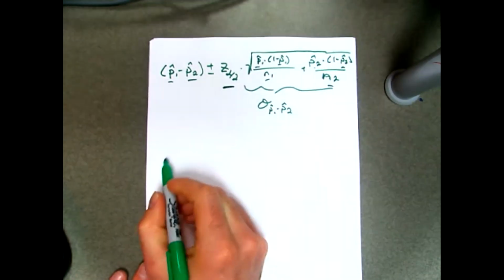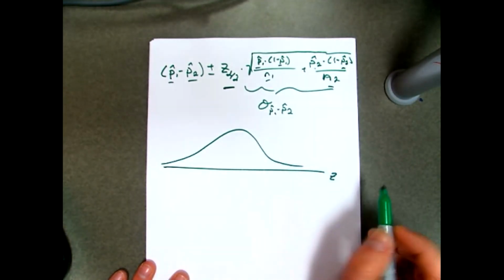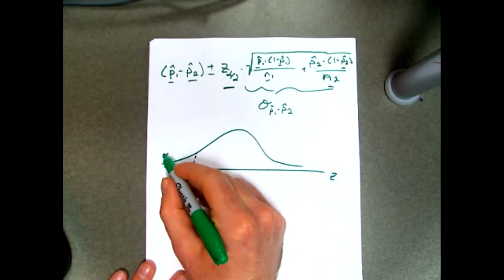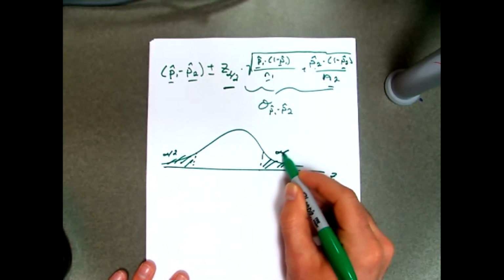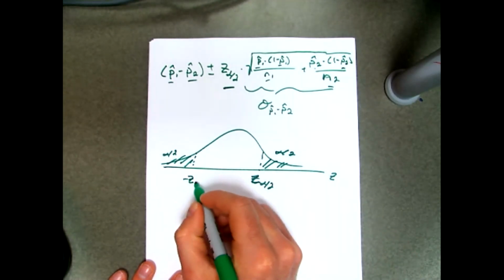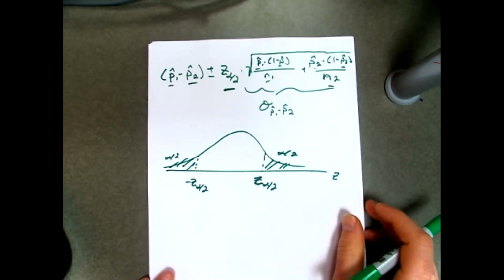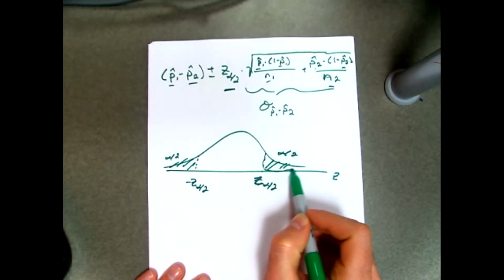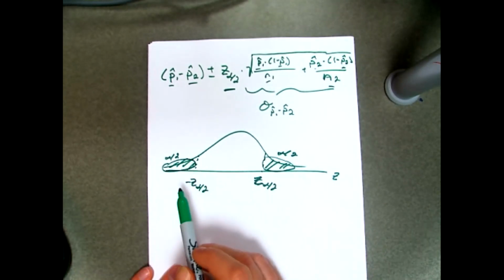Okay. So when I go to do this, I can think about I'm looking for this Z value that would give me alpha over 2 in each tail. So think about this is my Z value that gives me alpha over 2, and then the negative Z value gives me alpha over 2 in that lower left tail. So when I go to Excel, I now know the area that I want in my tails, alpha over 2 in each.